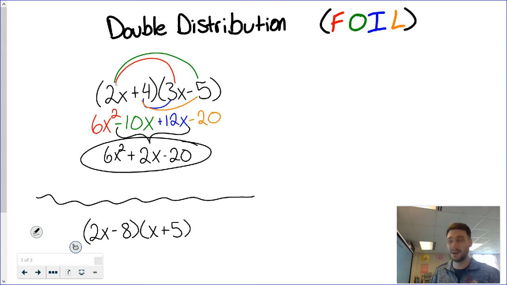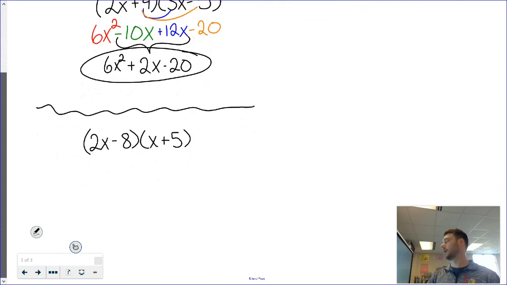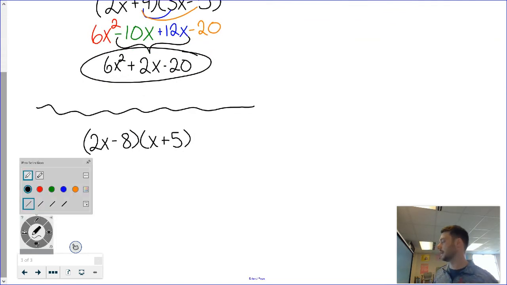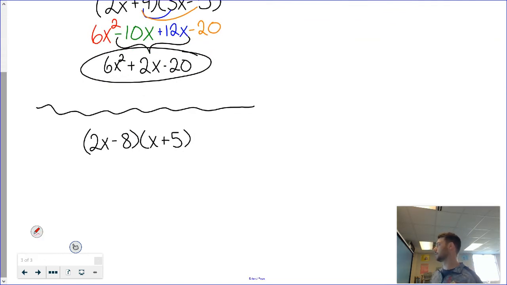Since we just did it on Tuesday, why don't we do one more? I'll give you one more example in case that was some new stuff. So we'll do the same thing. We're going to do the first ones. If you look at this problem, 2x times x. We're still going to have a 2 in front, but x times x is x squared. That's fine. Cool. Then we go to our O. We talk about our outside ones. 2x times 5 is positive 10x. Very similar to the one above.